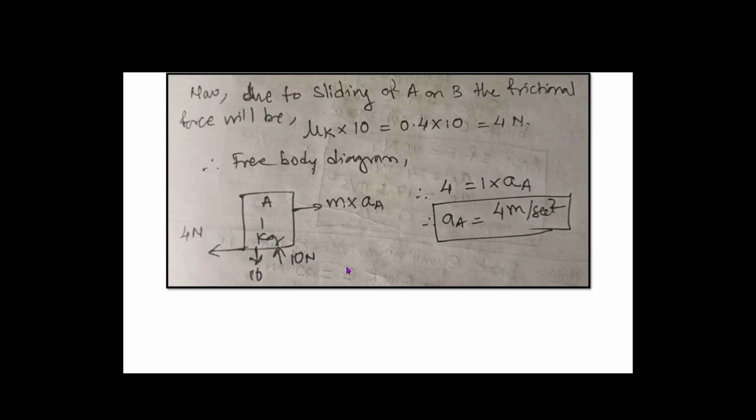See, so the initial moment is 10, but later on it will become different, because the moment it slides, they are not moving together, so it will not take the acceleration of 10.33. It will become 4 meter per second square. The moment this happens, this 4 Newton will have equal and opposite force acting on the below block.